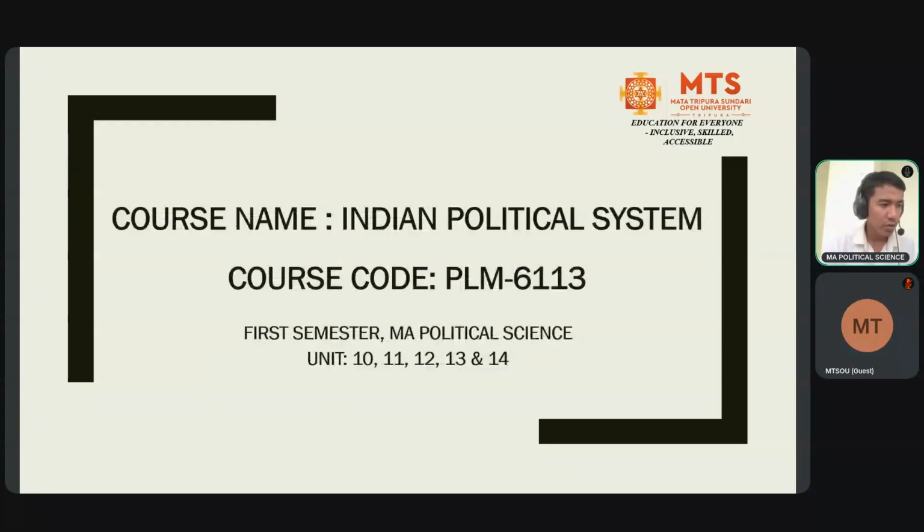So today's session, this class is about the Indian political system: how the Indian political structure is made up, and how it works. We'll be having a session on that. Course code is PLM 6113.